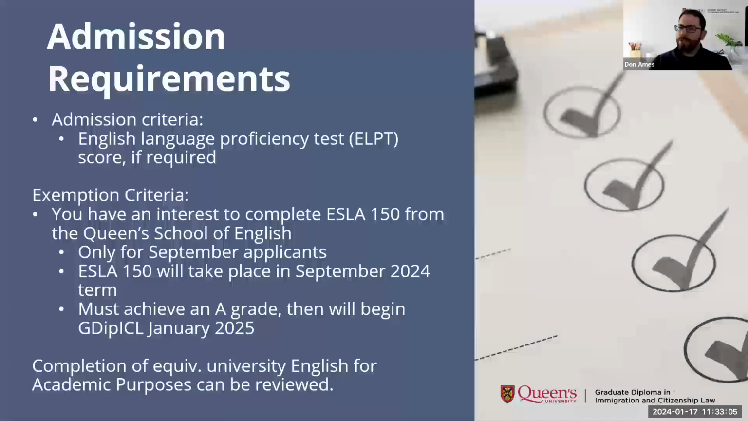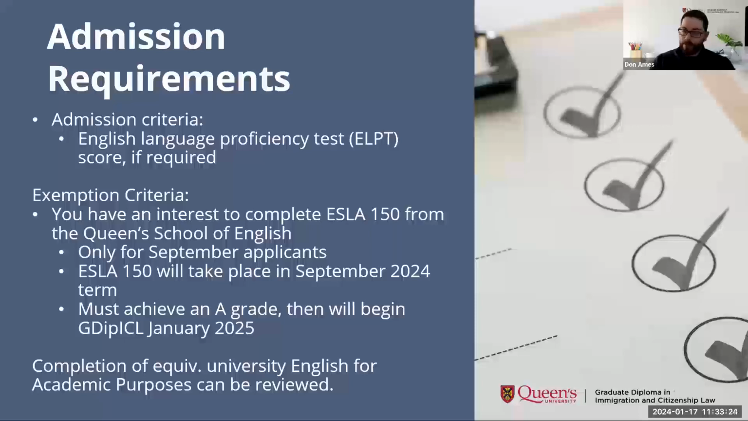Our final exemption is a little bit different. It's not quite an exemption. It's more of a process that you want to take so that you don't have to take the ELPT now. And that's your interest. You're interested in completing the ESLA 150 program, English for Academic Purposes, via the Queen's School of English.